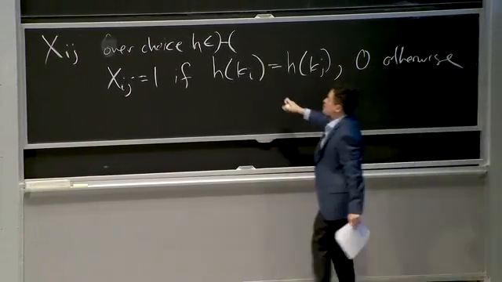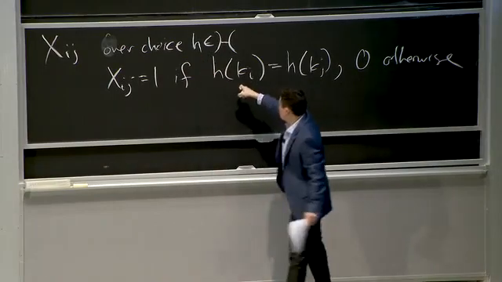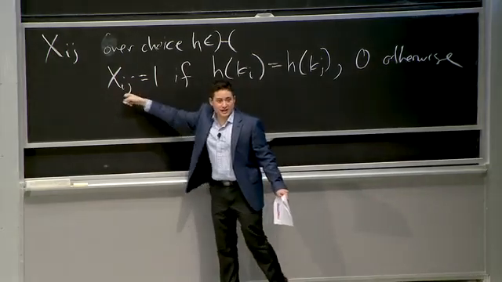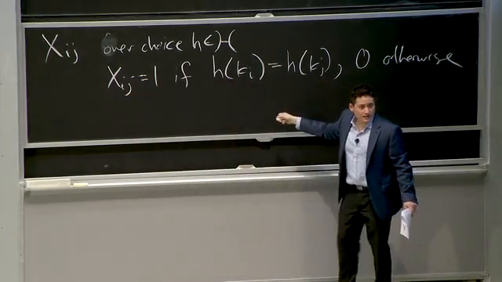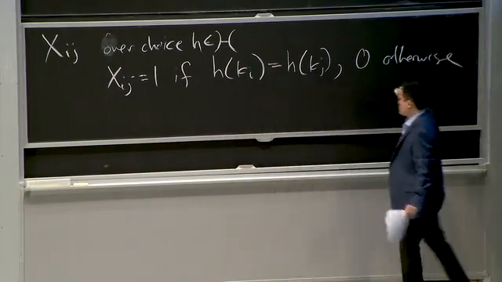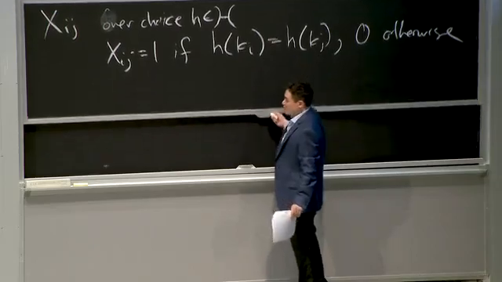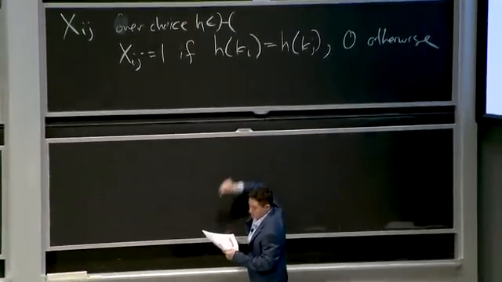Okay? So I'm choosing randomly over this hash family. If for two keys i and j, key i and key j, these things collide, that's going to be 1. If they don't, then it's 0. Okay? Then, how can we write a formula for the length of a chain in this model?